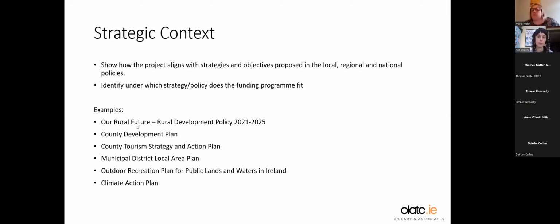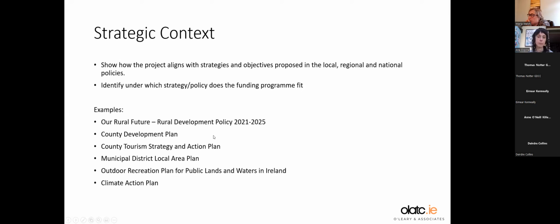So again, we will put in here, in terms of your policies, typically what you're referring to will be national development policies, county development plans, the county tourism strategy if it's a tourism project, your municipal district local area plan, maybe an outdoor recreation plan if it's an outdoor project, and then a climate action plan if it's relating to the environment. So these are the policies that government and funders want to see that you're aligned to, and then ask you how you're aligned to them.